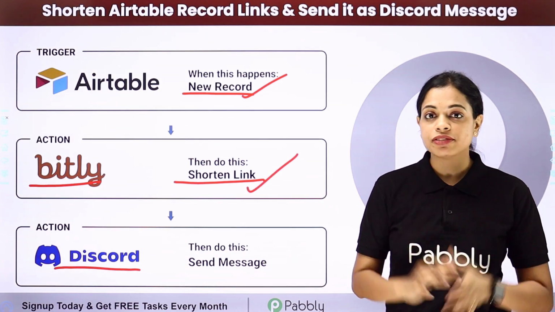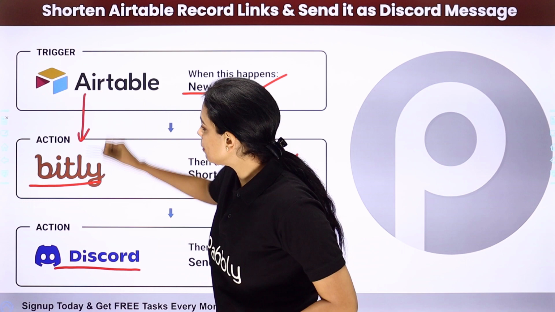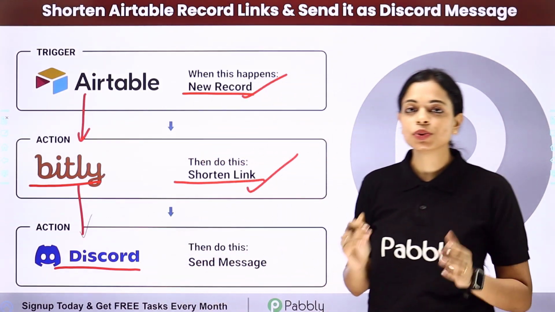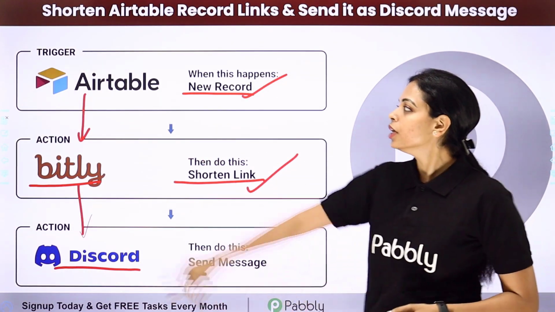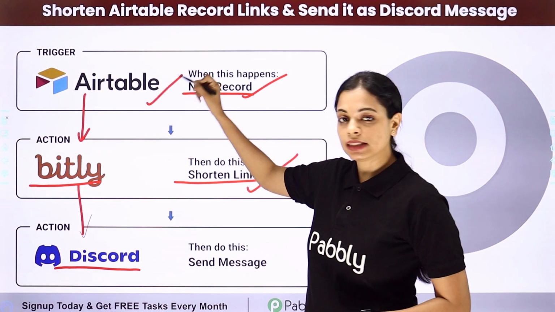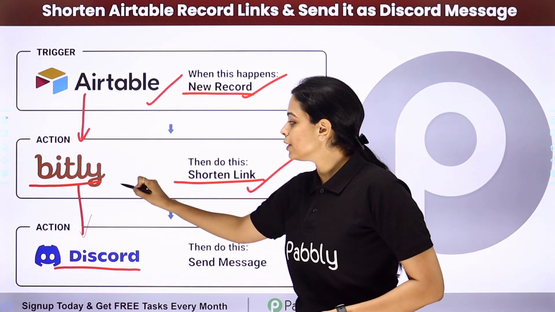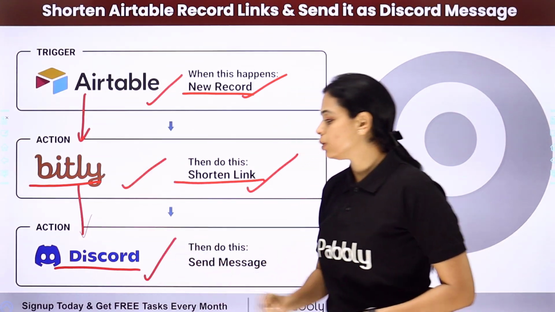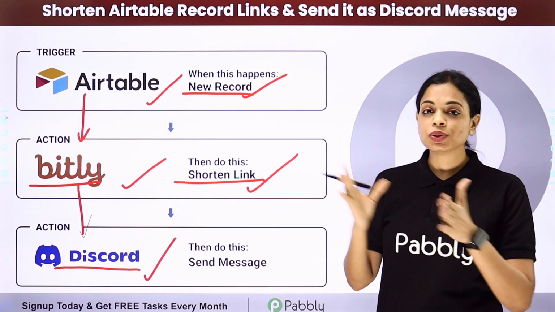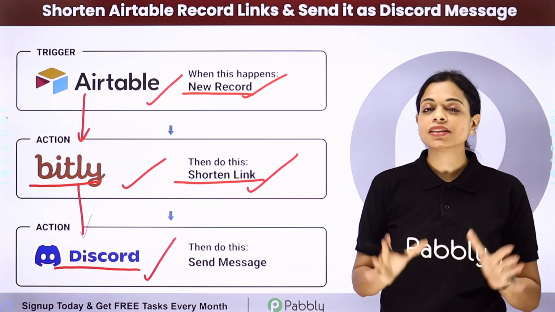Now how could you do that? For this you will have to integrate the three applications, and the same thing can be done using Pabbly Connect software. So here your trigger application would be first Airtable, then your first action application will be Bitly, and second action application will be Discord. Now how can you do this yourself? Integrate and automate this entire process.